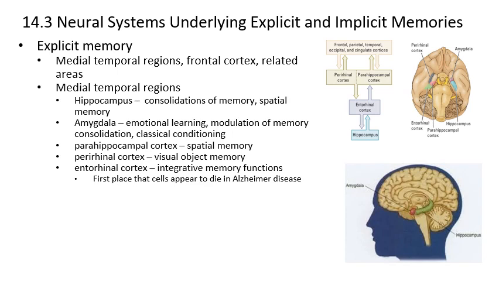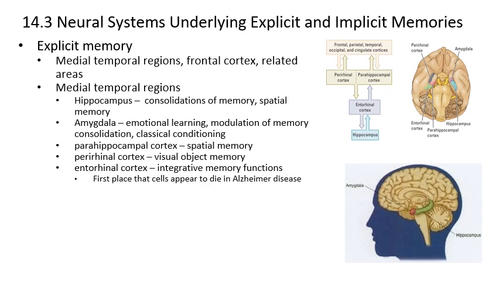So the brain regions associated with explicit memory are the medial temporal regions, as well as the frontal cortices and related areas. This includes the hippocampus, amygdala, parahippocampal cortex, perirhinal cortex, and the entorhinal cortex. These all have specific functions of their own.